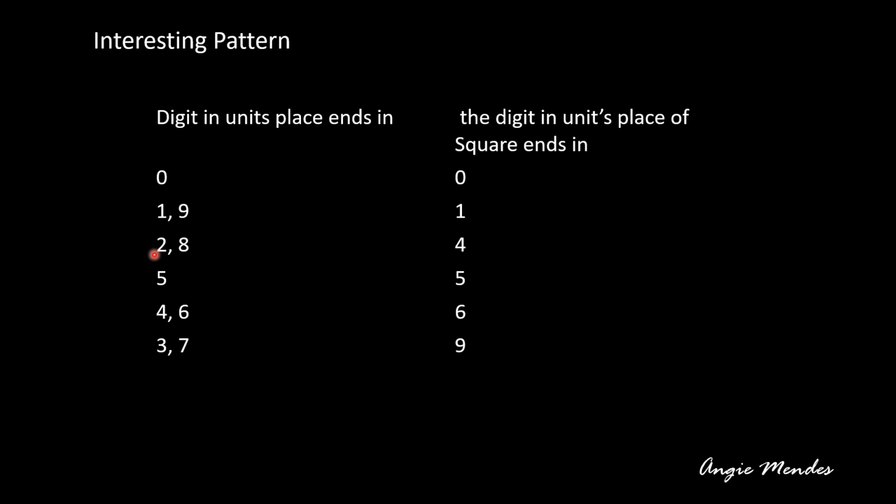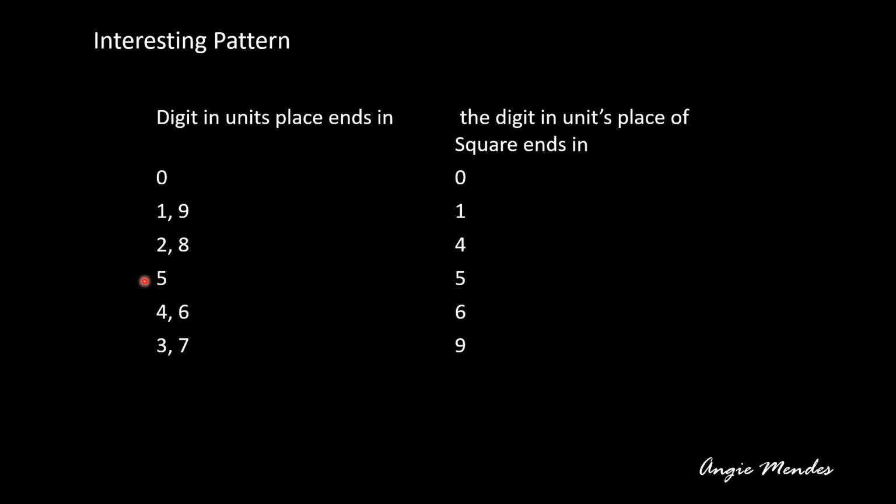Okay. The next is, if the digit in the units place ends in 2 or 8, then the digit in the units place of the square will end in 4. So if we take 2, the whole square, it is 4. Now 2 is in the units place, and 4, the square of 2, is in the units place. Let's take 8. 8 square is 64, and the digit in the units place of 64 is 4. Okay, so you can verify if what is written here is true.